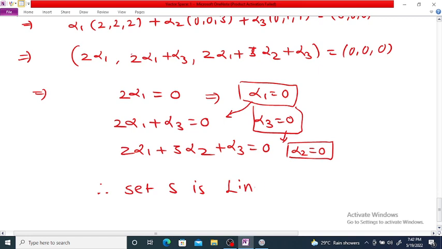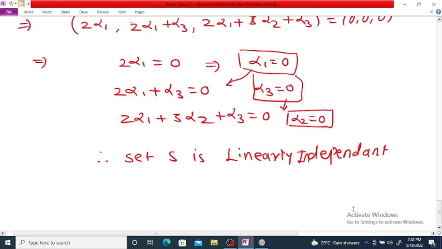linearly independent, or in other words, set S is not linearly dependent.